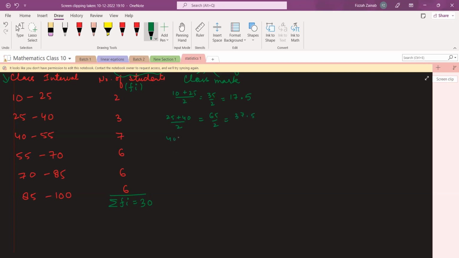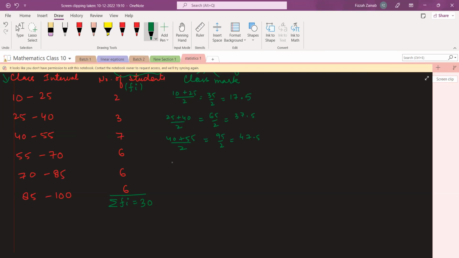So the next is 40 plus 55 divided by 2, and that becomes how much? 95 by 2. So it will be 2 into 4 is 8, and then 47.5. No, I think some mistake I have done. 2 into, yeah, 17.5. Okay, anyway, yeah, it's right.